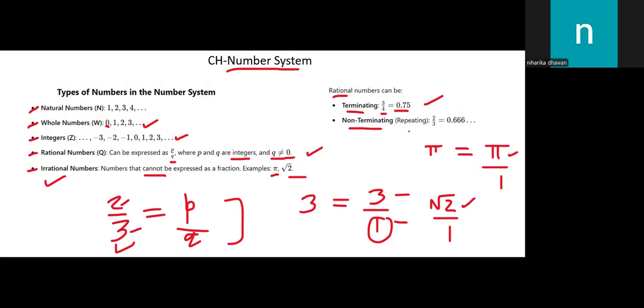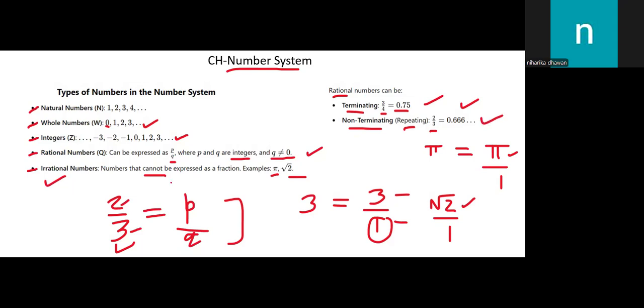Now comes non-terminating repeating. Now here 2 by 3 is a rational number. We can write it in decimal form as 0.66666. So it is going on. So it is non-terminating, which means it is not ending. Secondly, it is repeating. Here digits after decimal are repeating, 66666. So it is non-terminating repeating. So if a decimal number is terminating or non-terminating repeating, then we call those numbers rational numbers.